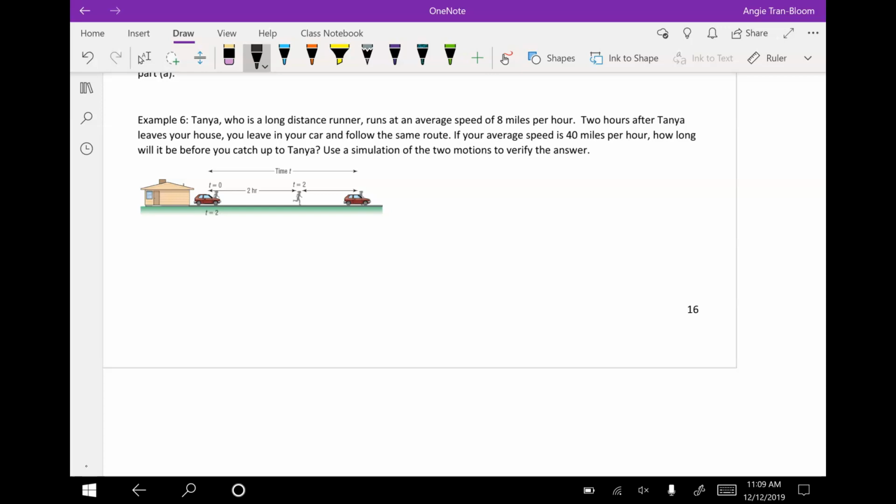Okay, so your book will have that simulation of two motions. So when you're doing your homework, you can use your calculator to check if you need to. So you have 2 objects. You have Tanya, and you have your car. We are going to work with parametric. So in parametric, you have an X equals and a Y equals for both car and person.